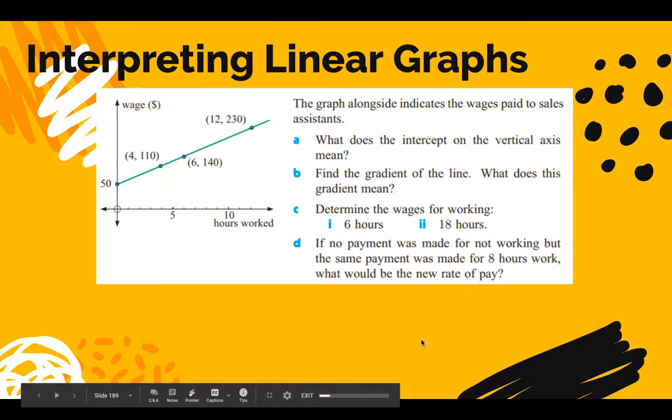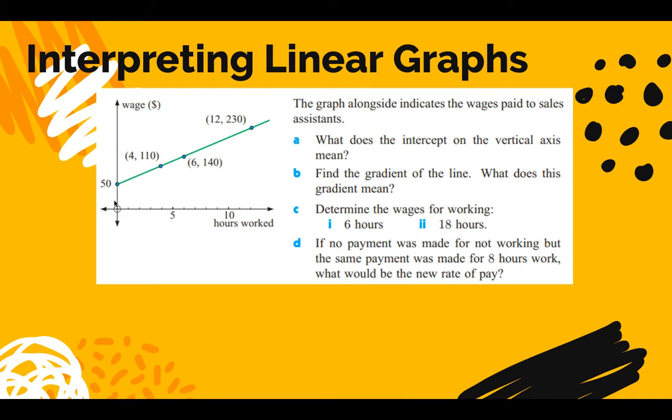In this graph, it shows the wages paid to sales assistants. You can see the y-axis is the wage in dollars, and the x-axis is the hours worked. Notice that each knot represents 1 unit on the x-axis, but only the 5 and 10 are marked. On the y-axis there are no markings, but we can see that the first point, which is the y-intercept, is 50. At this point, the y value is 110. The y value is 140, and at this point, the y value is 230.